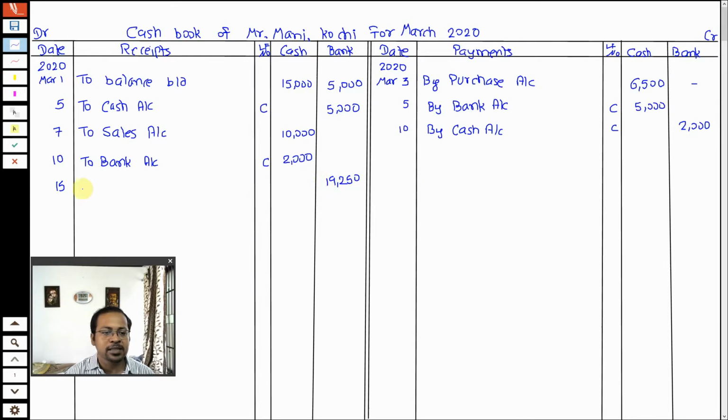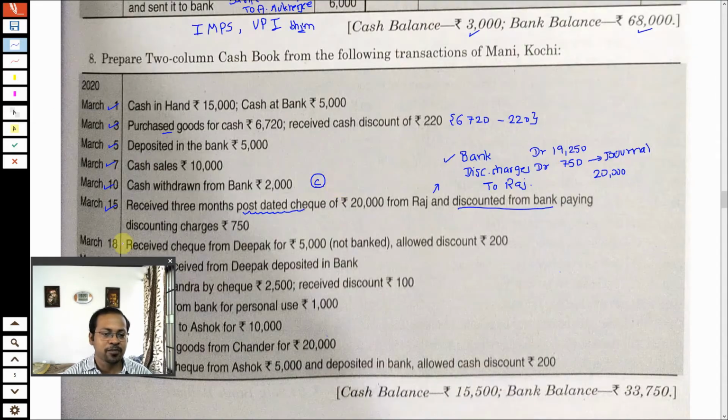So bank debit to Raj account 19,250. So in my bank account 19,250 is coming. Bank debit to Raj. Discounting charges will not be recorded here in cash book.